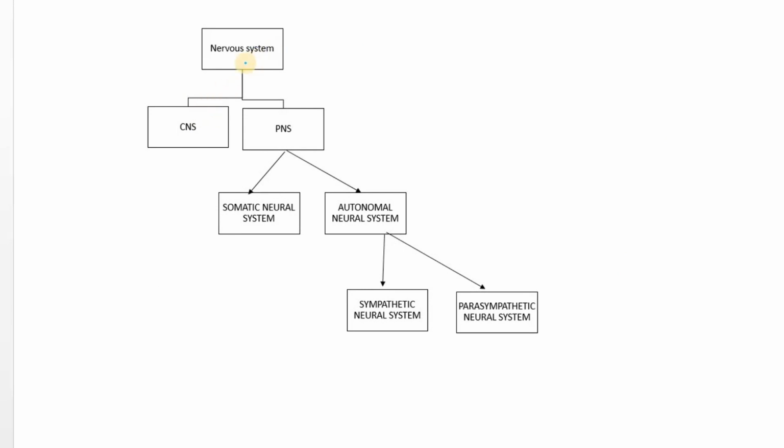Now let's take a look at classification of nervous system. Our nervous system is classified into two categories, CNS and PNS. CNS is known as the central nervous system and PNS is the peripheral nervous system. Further, PNS is divided into two categories, somatic neural system and autonomic neural system. Autonomic nervous system is further divided into sympathetic and parasympathetic neural system.